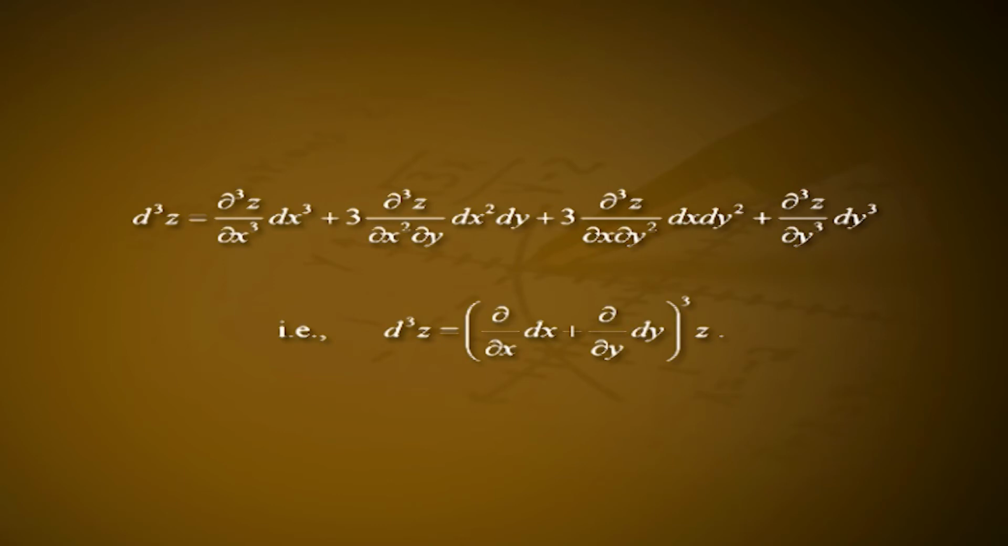That is, d cube z is equal to (∂/∂x dx plus ∂/∂y dy) all raised to 3 of z. Proceeding in this manner, we can define successive differentials d⁴z, d⁵z, etc.